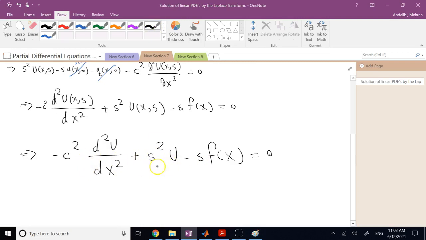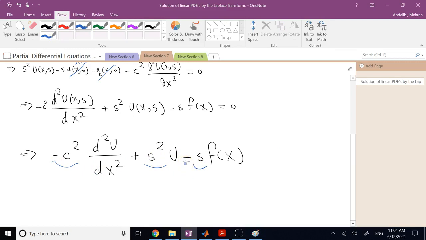This is clearly a second order linear ODE with constant coefficients. If you look at the coefficients, they are all constant. It's just not homogeneous, because this f of x you can take to the right hand side. So if you want, you can write it like this. And clearly, this is a non-homogeneous second order linear ODE with constant coefficients.